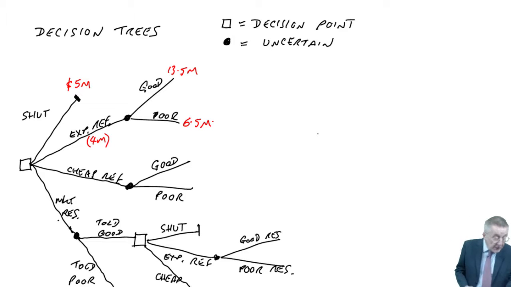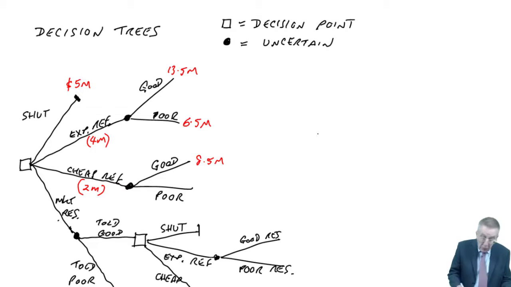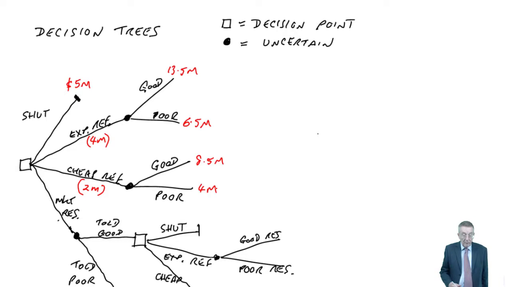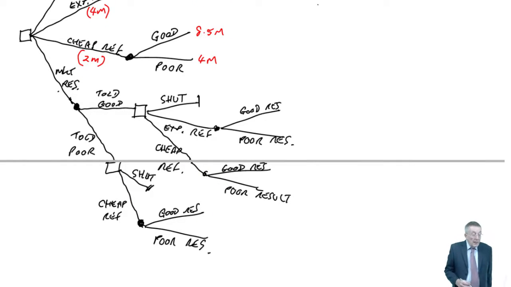If we do cheap refurbishment, C says we'll pay out whatever happens 2 million. And what do we get back? If it's good, we get back 8.5 million. If it's poor, we get back 4 million. Let's carry on with the last of the choices, market research. If we choose to do market research, four paragraphs from the end, it'll cost 200,000, so we'll have to pay out whatever happens 0.2 million.